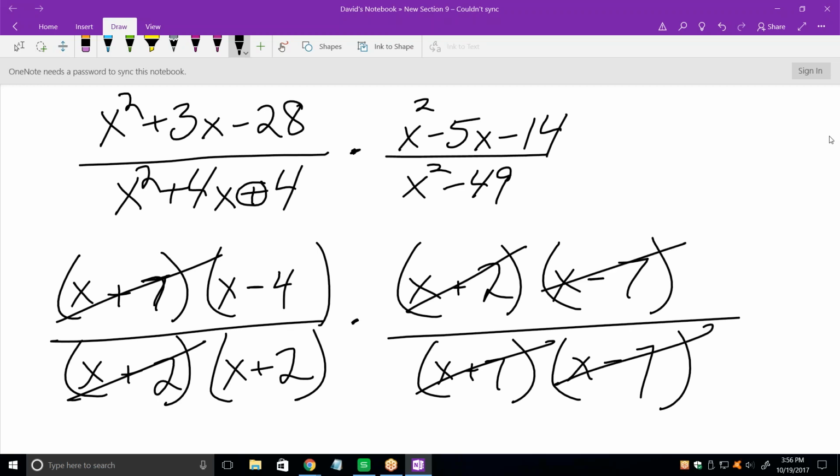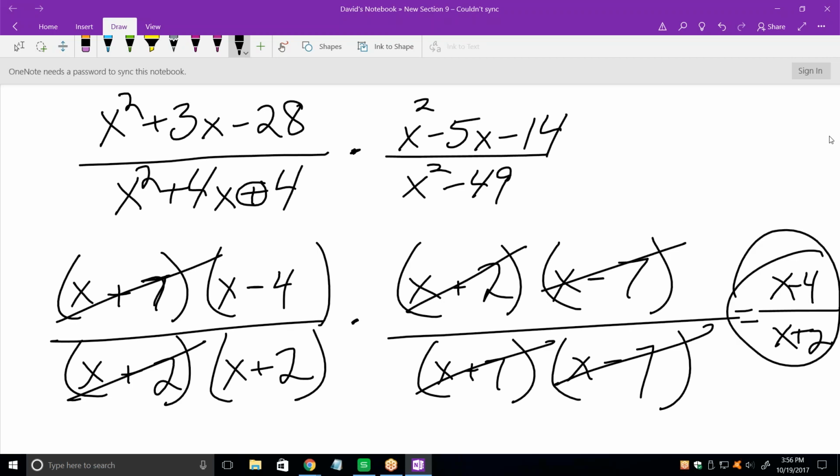What are you left with? X minus 4 over x plus 2. That's it. That's how you do all of those problems. They're just factoring problems. And you're always going to have tons of stuff to cancel. They set them up like that.